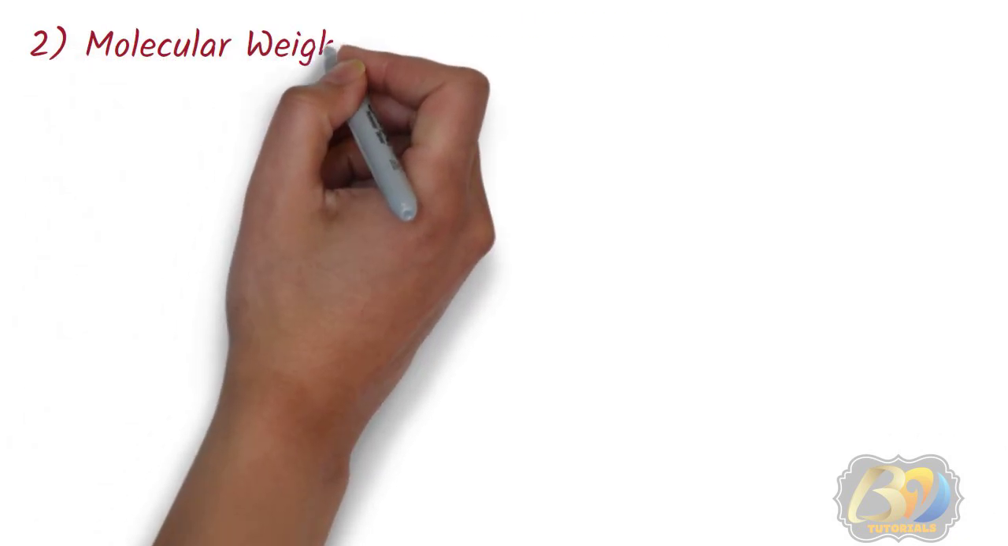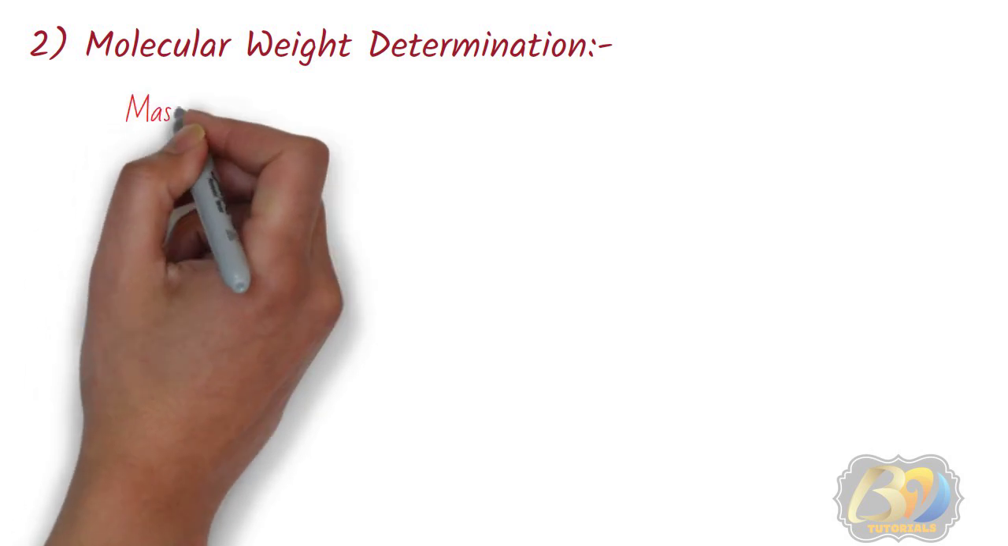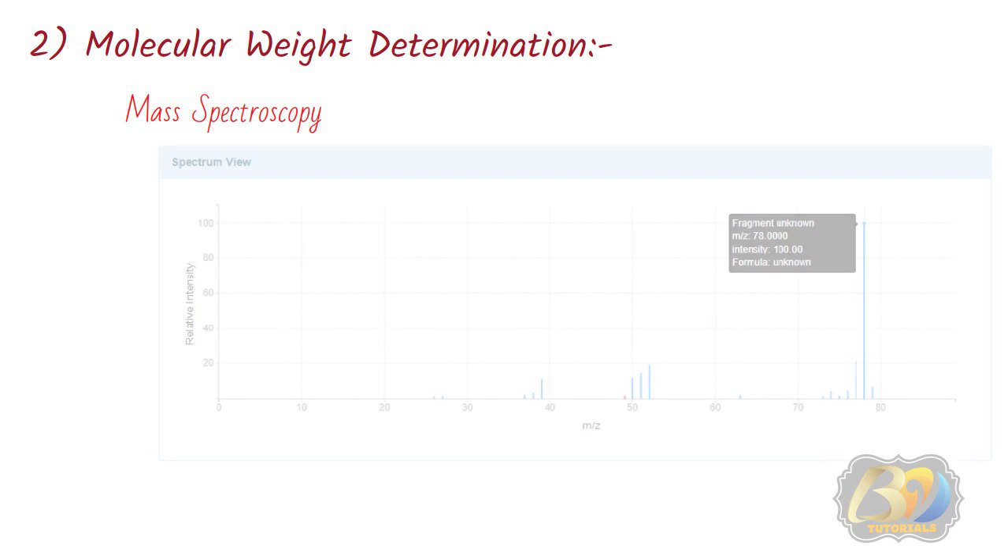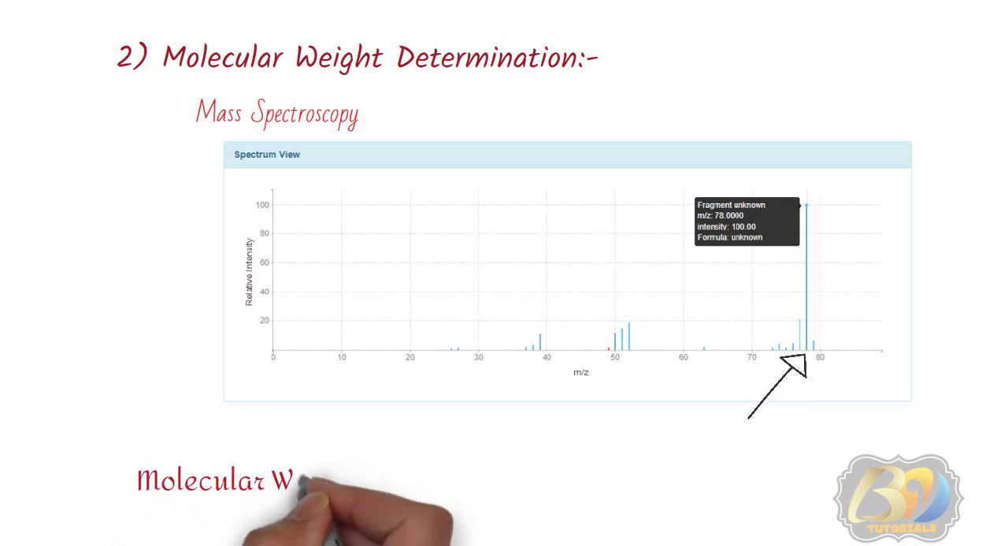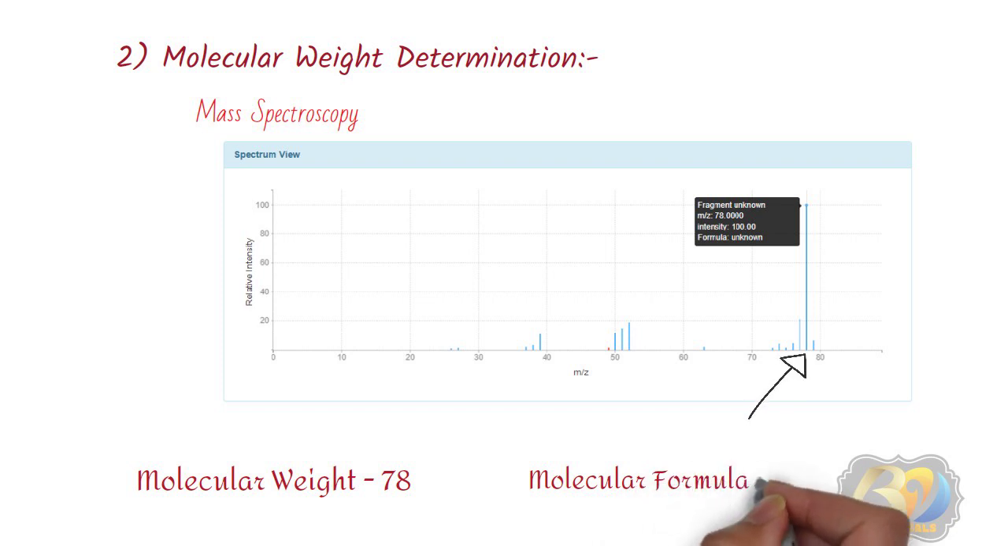Now, let's go for molecular weight determination. We can detect molecular weight very accurately by using mass spectroscopy. From mass spectroscopy, it was found that at 78 mass to charge ratio, the intensity of the peak is 100%. So by using empirical formula detection and molecular formula detection, it was found that benzene has the molecular formula C6H6.